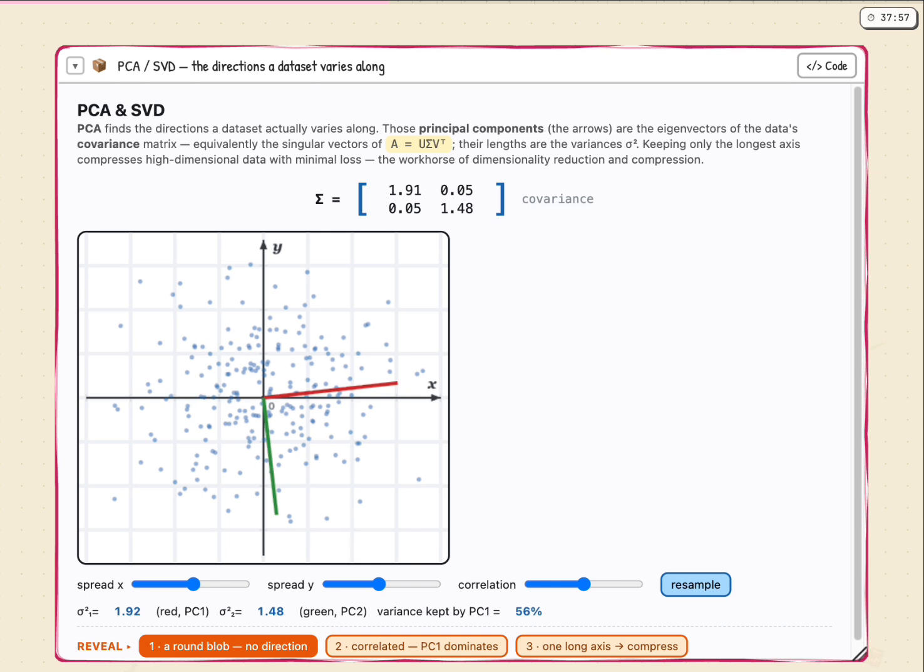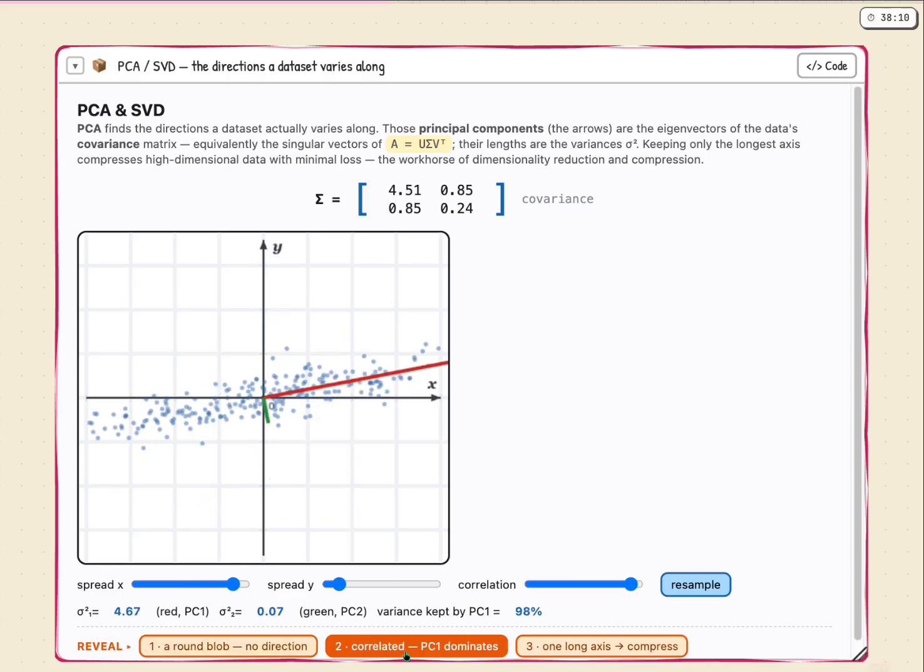And here's the payoff. If almost all the spread is along the red arrow, then the green direction barely carries any information. So we can throw it away, describe each point by just its position along the red axis, and we've gone from 2 numbers down to 1 with almost no loss. That is dimensionality reduction, that's compression.